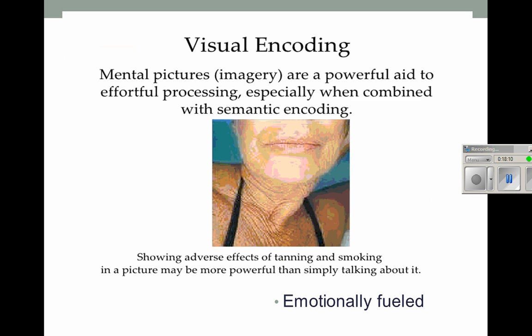Some things that help you with encoding and getting information in are visual encoding. So having mental pictures, so imagery. It's a powerful aid to help you. So for example, showing the adverse effects of tanning and smoking in a picture may be a more powerful way of conveying your message than just simply talking about it. Why? Because it's emotionally fueled.